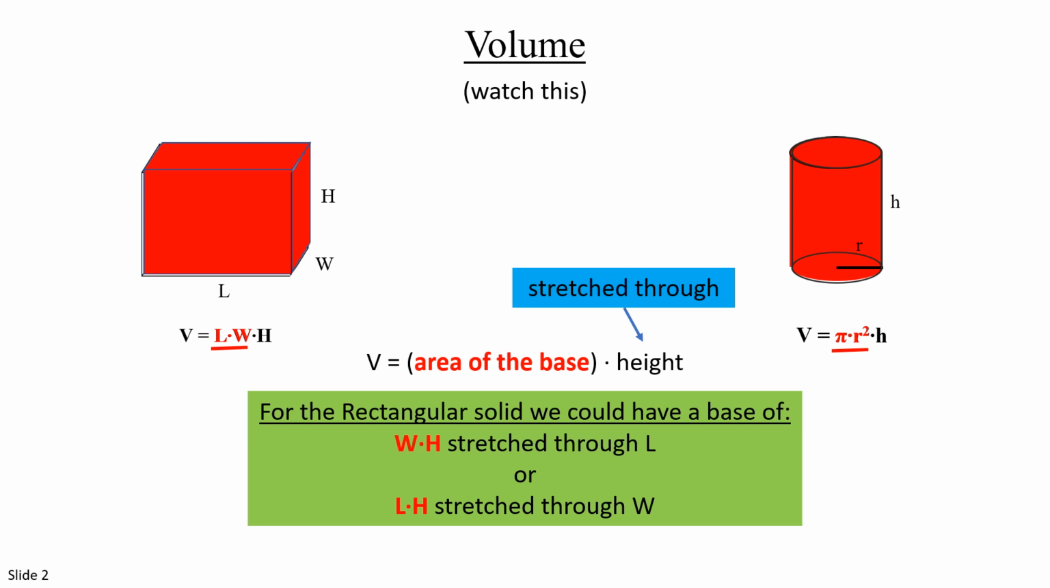Now for the rectangular solid, I could stretch the right edge all the way across to the left, or I could stretch the front face all the way to the back. So there's several ways you could do the rectangular solid, but the cylinder is the circle part stretched through the height.